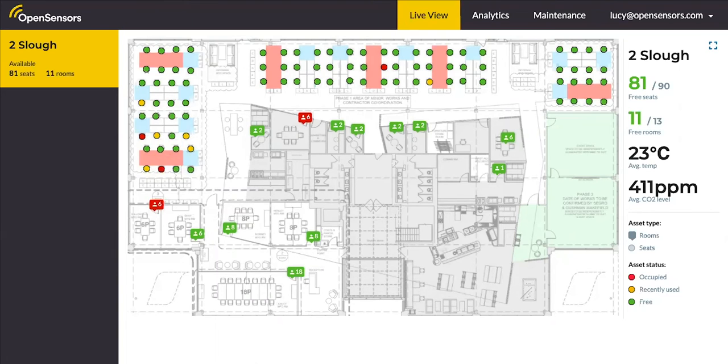You will see on here that squares represent meeting rooms, of which again, green being available and red being occupied. You will also see on here, it dictates how large that room is. For example, this room here is for 18 people. On here, we do not know who is sat at each desk or who is in each meeting room. We only know whether it's occupied or available and in desk recently used.